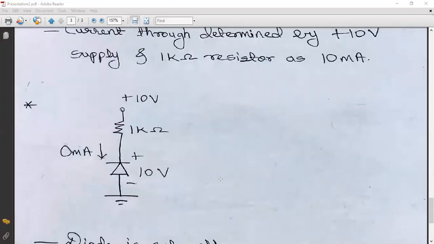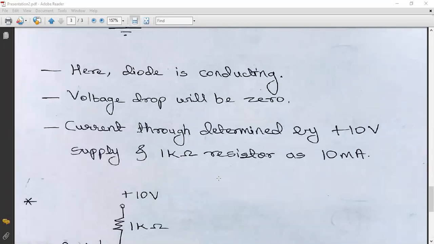Fine. So for this lecture, we are going to stop here. In the next lecture, we are going to see load line analysis and some diode configurations.